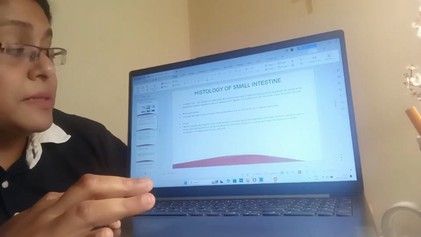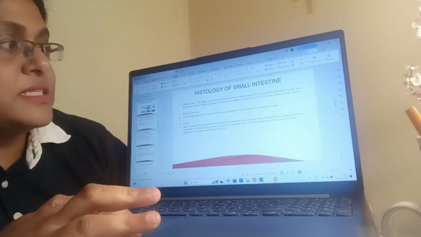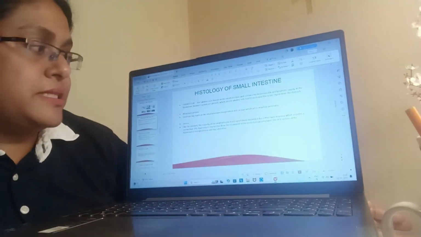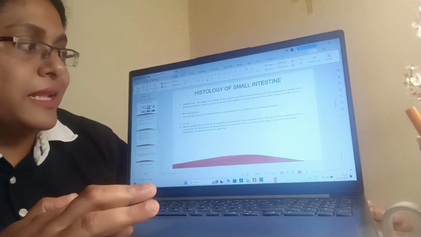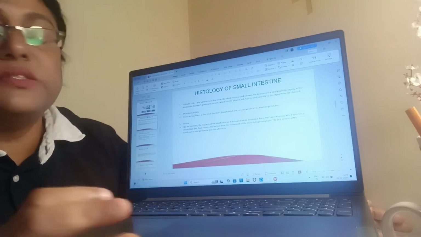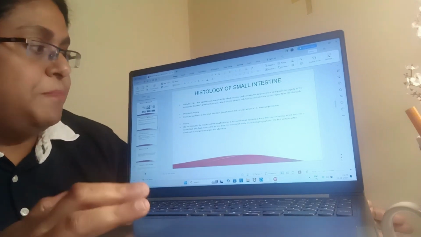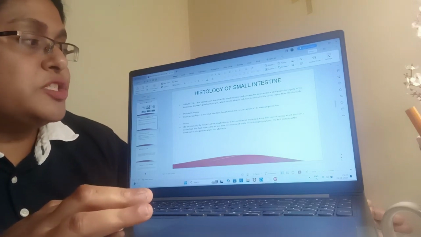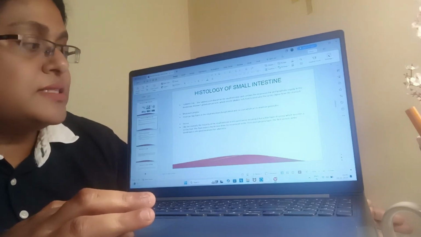The submucosa is thinner in the small intestine, and it contains the neurovascular and also the lymphatic supply here. So Brunner's glands are very important in the small intestine. They are present here, and they are really rich in alkaline secretions. The next one is the muscularis propria. So these are the two layers in the small intestine which are helping.